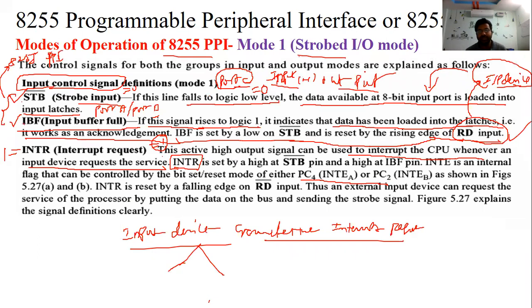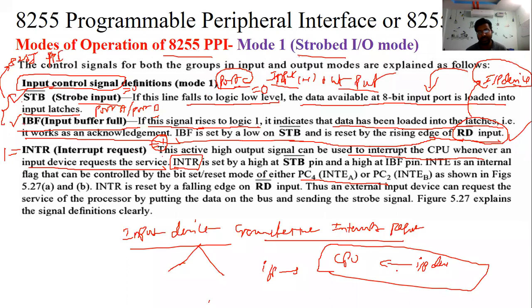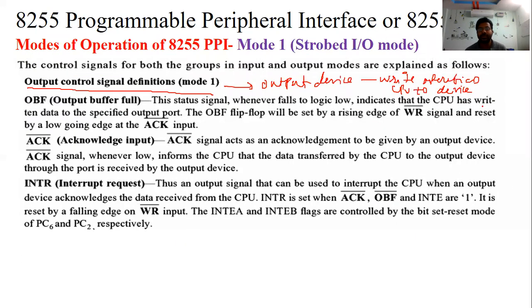Here, input operation means data transfer from the input device to the CPU, but output operation means from the CPU to the output device. So again, same here: output buffer full.